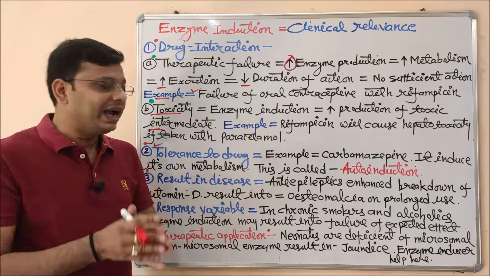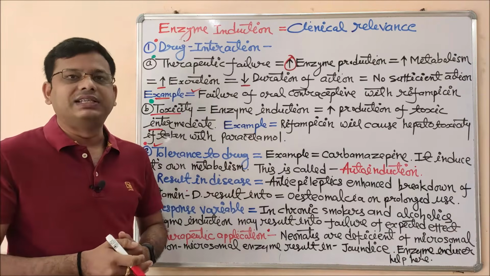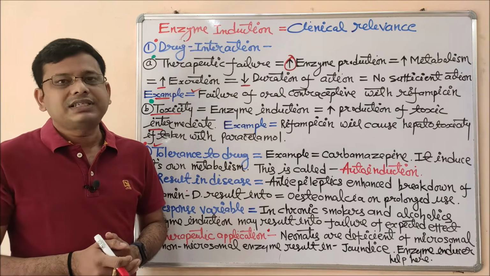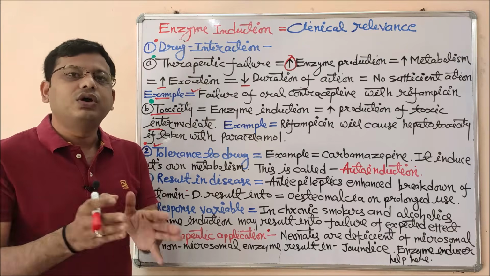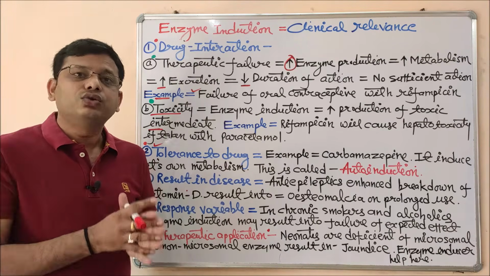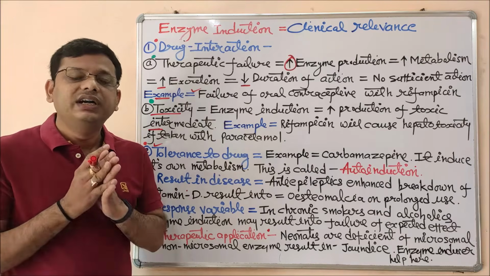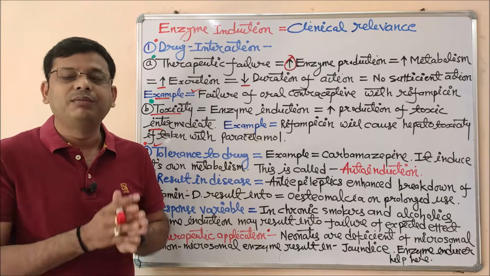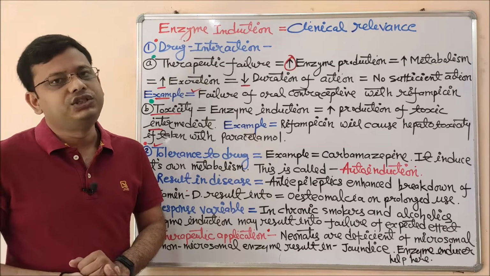Neonates have a low amount of microsomal enzyme. If they are not producing much microsomal enzyme, how will the conjugation reaction take place? How will the bilirubin attach to the group? So this is converted into a deficiency of microsomal enzyme, and that may result in jaundice.